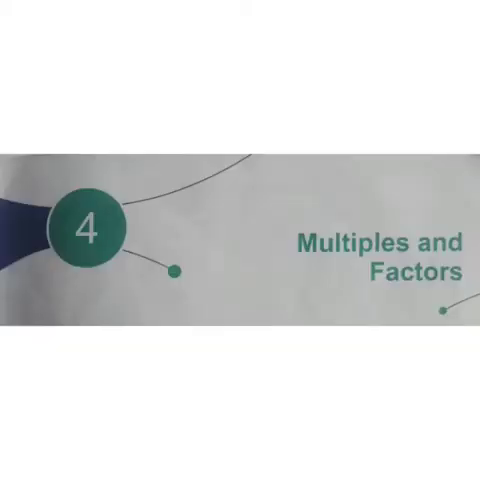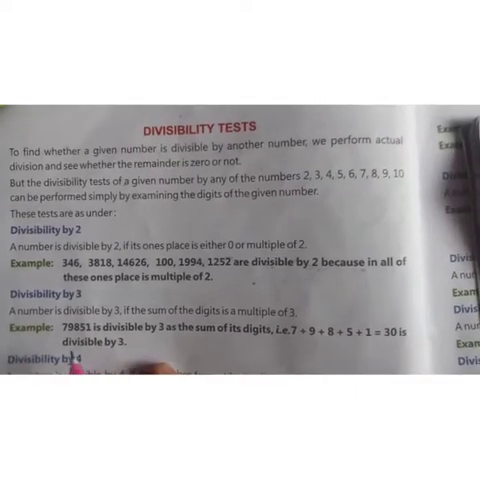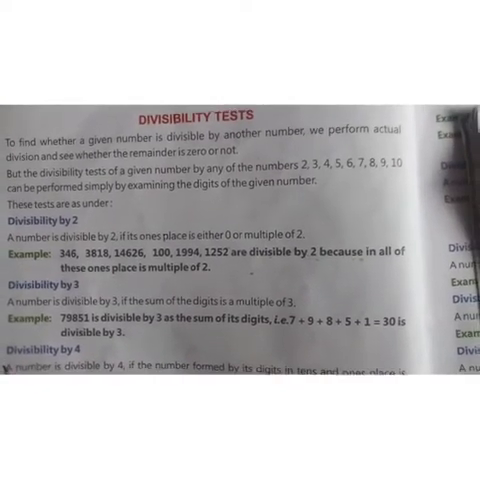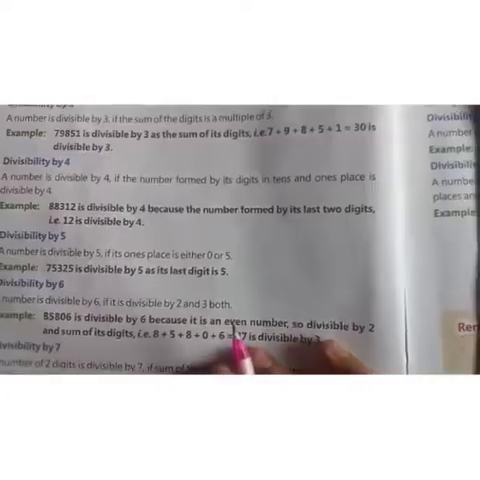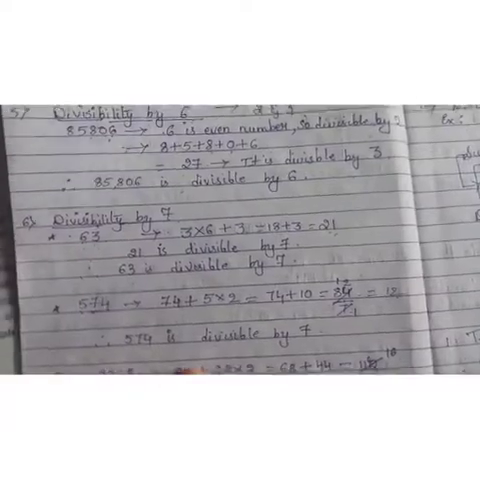So children, today let us start with continuation of chapter 4, multiples and factors. And today let us continue with the divisibility test. In the last video we had checked divisibility by 2, 3, 4 and 5. Now let us check with 6, 7, 8, 9, 10 and 11. First let us start with divisibility by 6.